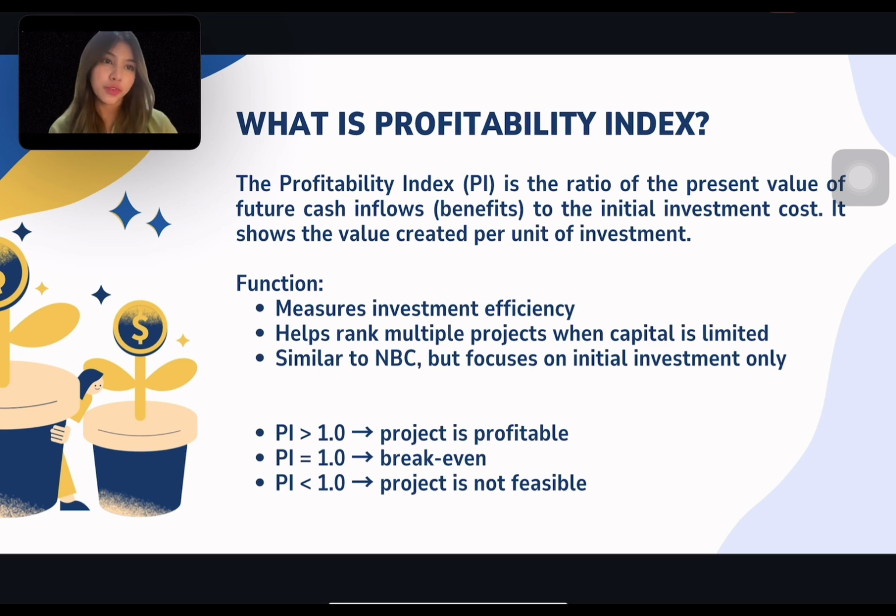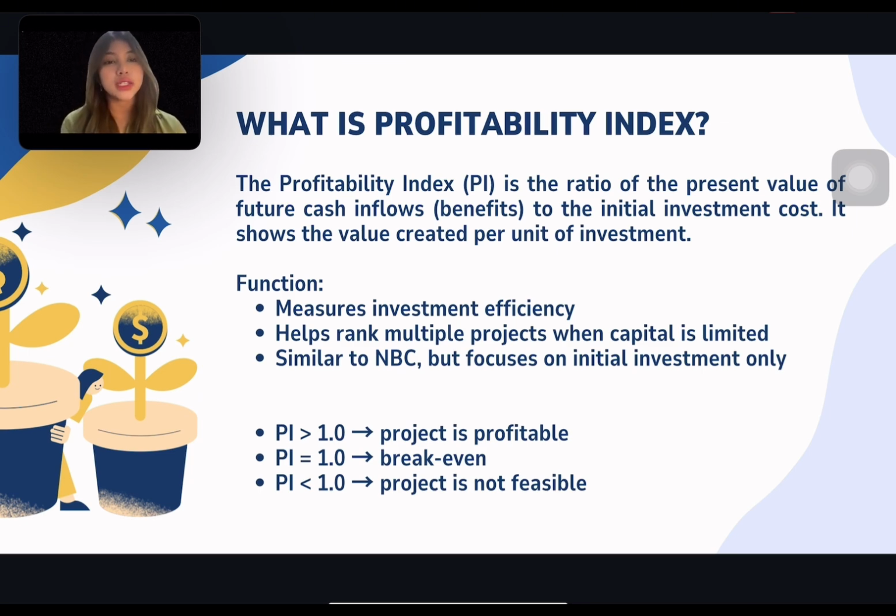Now, what is the profitability index? The profitability index, or PI, is the ratio of the present value of future cash inflow to the initial investment cost. It shows the value created per unit of investment. The function: 1, it measures the investment efficiency. 2, it helps rank multiple projects when capital is limited. 3, it is similar to NBC but focuses on initial investment only.